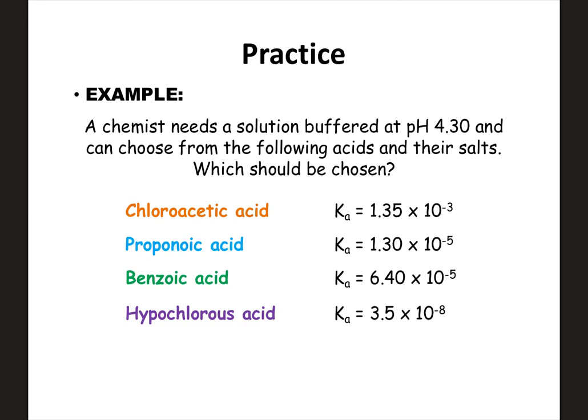You can do all the pKa's on your own, all right? But the one that comes out to be the closest to the 4.30, the pH that we are buffering this solution at, would be the benzoic, all right? So anytime you're asked which acid should be used, just do the pKa of their Ka, and when you have the pH closest to that pKa, you'll know which one should be used.